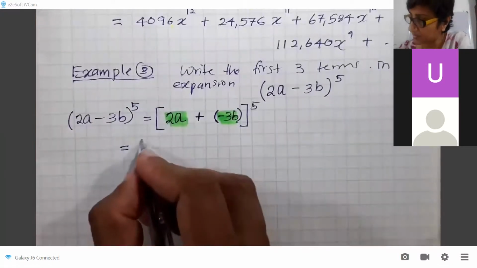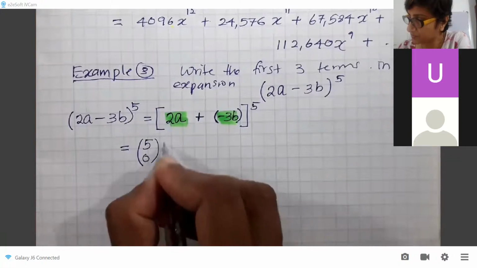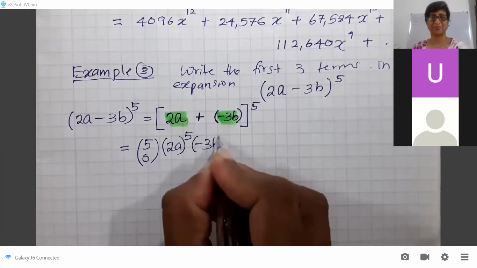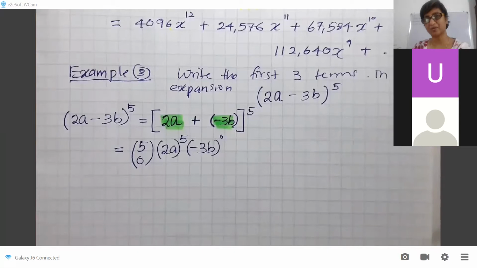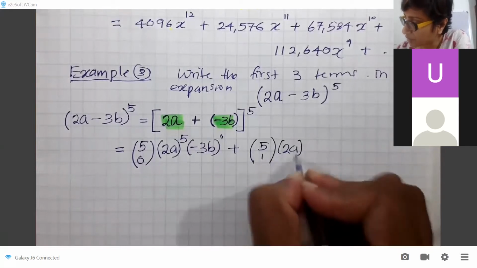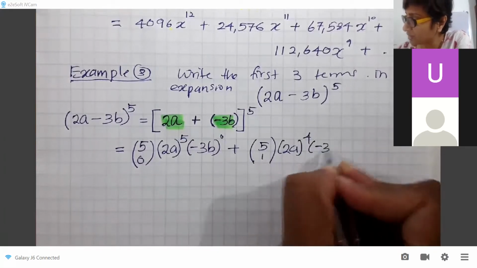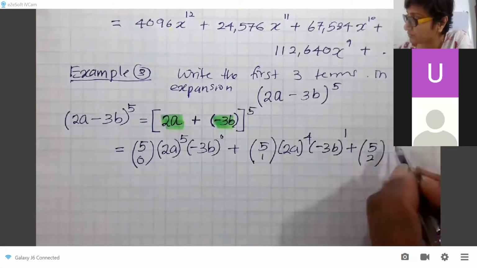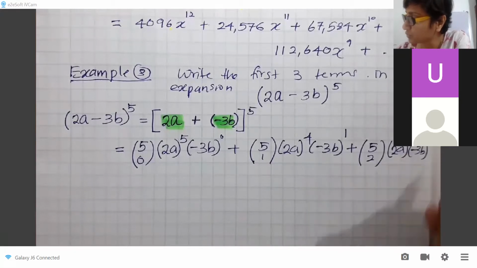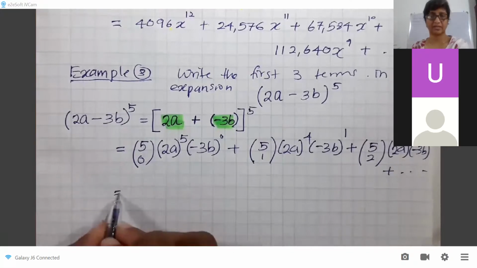So if I completely write it, 5 choose 0, 2a to the power of 5, minus 3b to the power of 0. Do you understand? That's what we do if the middle sign is minus. You make it belong to the second thing and make a plus in between. Plus, 5 choose 1, 2a to the power of 4, minus 3b to the power of 1, plus 5 choose 2, 2a to the power of 3, minus 3b to the power of 2, plus dot dot dot. I'm not computing the rest.